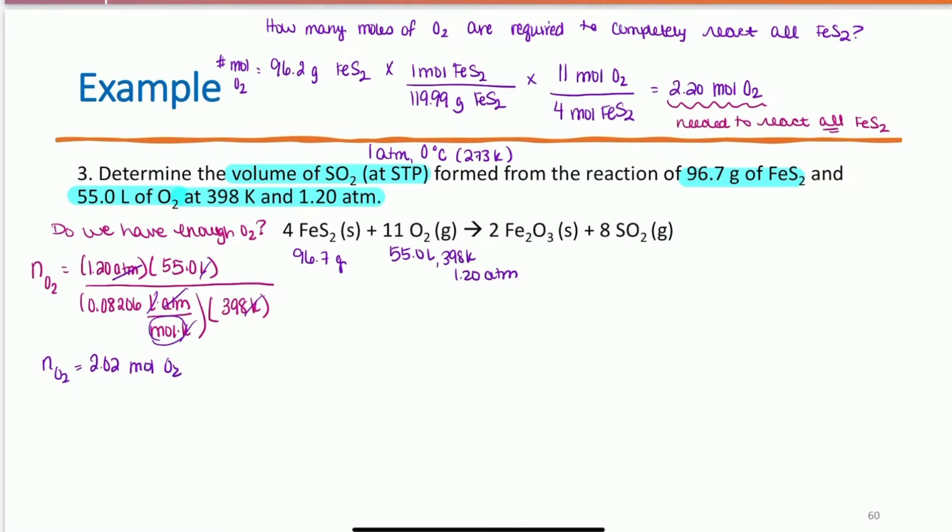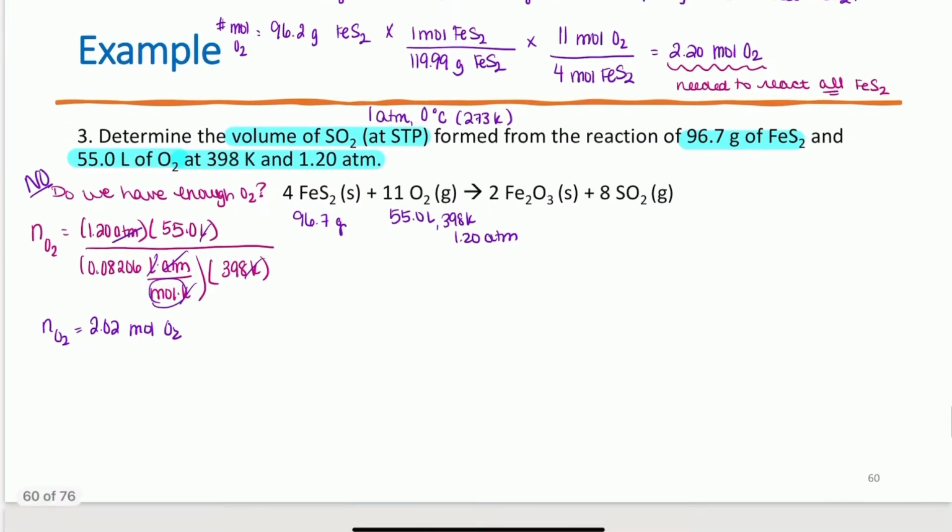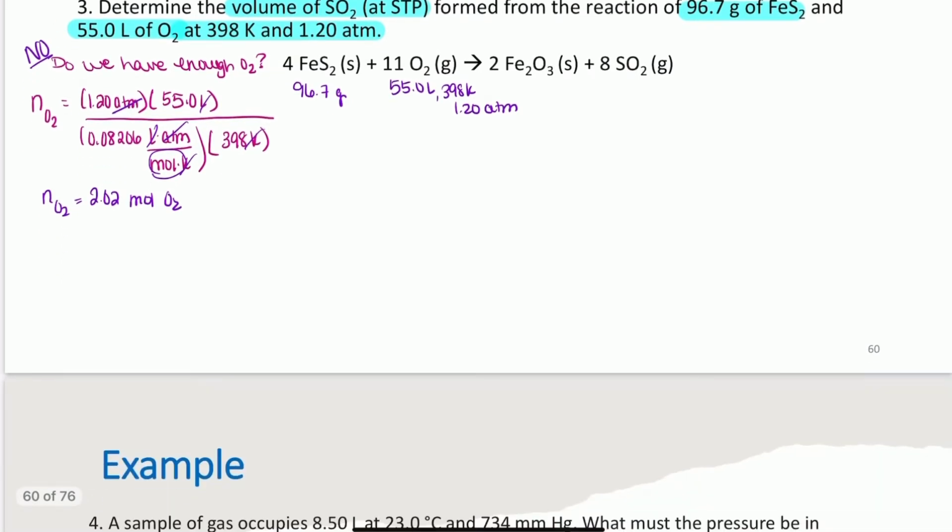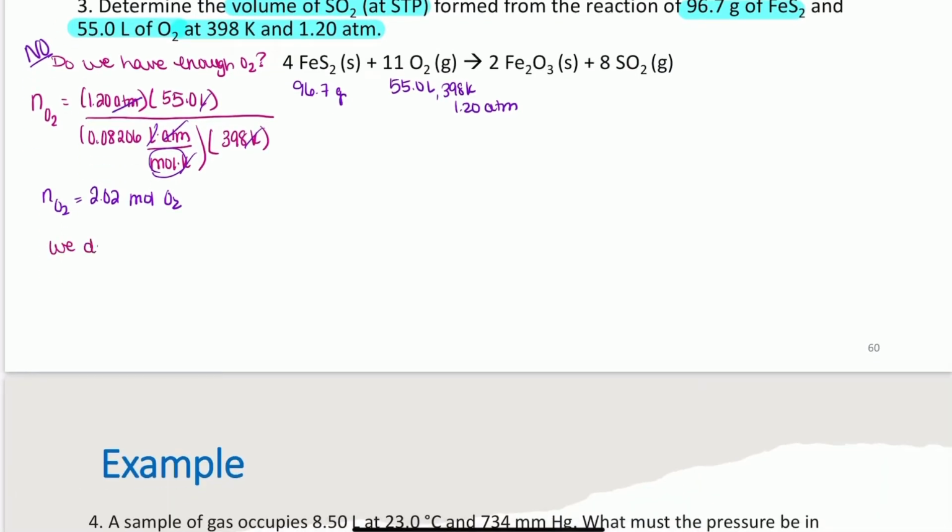So do I have enough? No, I don't. What this means is that we don't have enough. I'm going to move this up just a sec so I can write. We do not have enough O2 to completely react all of my FeS2. Therefore, O2 is my limiting reactant.